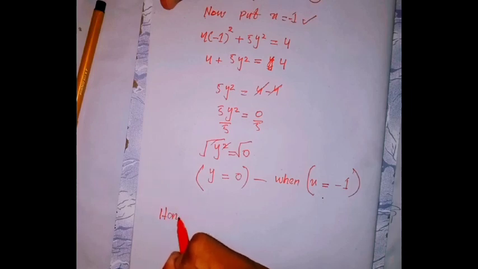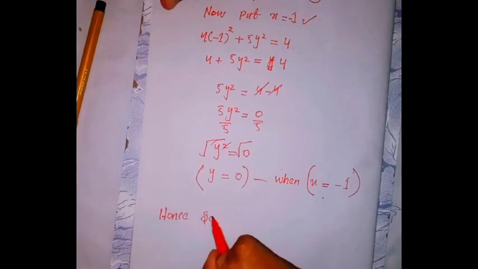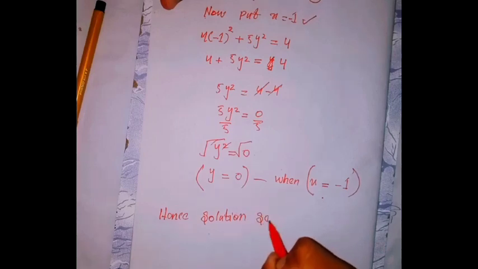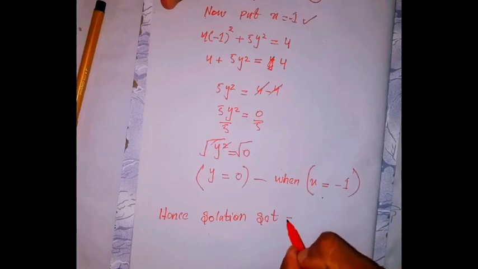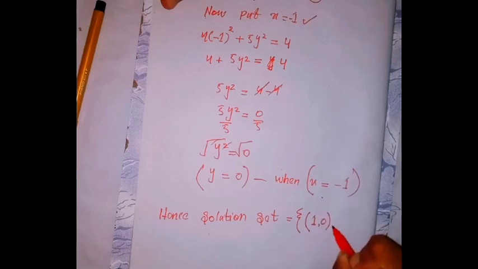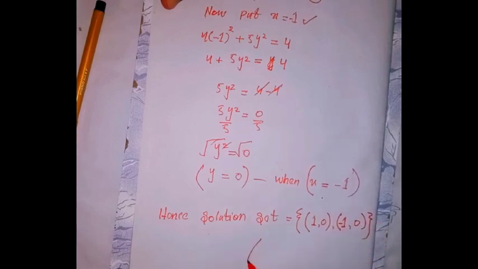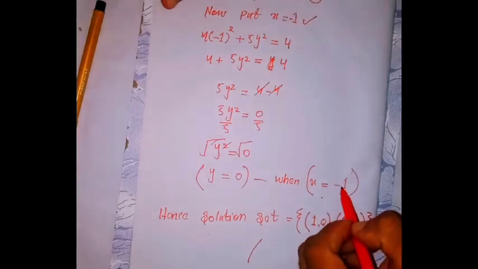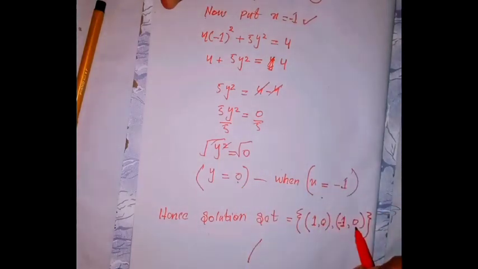So we can write the solution. Hence the solution set of the given system of equations is 1 and 0, because if we take x is equal to 1, we get y is equal to 0, and if we take x is equal to minus 1, we again get y is equal to 0.